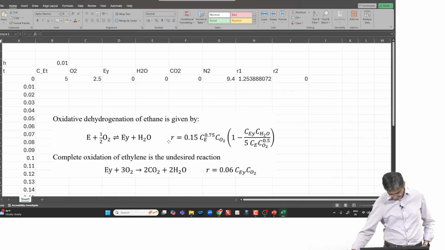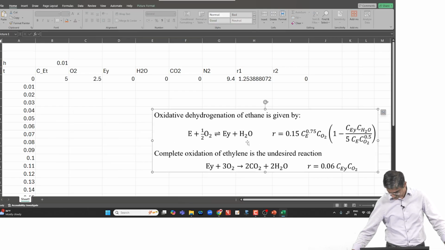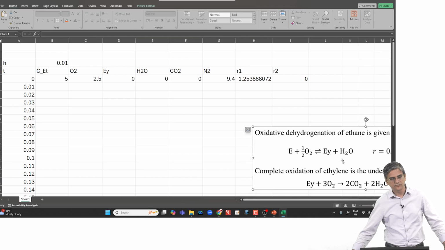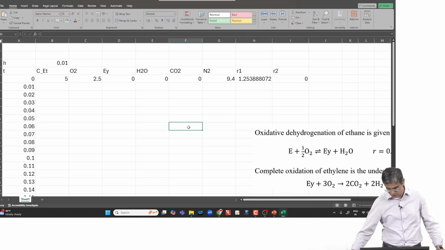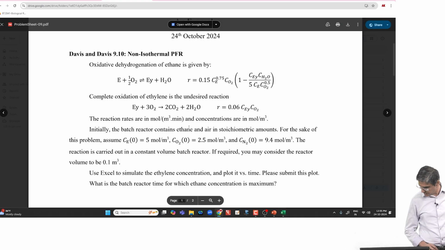So this we are done. I will just keep it over here. Why will I need it? I'll need it for the stoichiometric coefficients, the stoichiometric numbers.